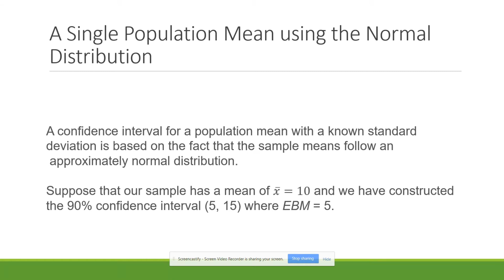So let's think about it this way. A population mean using normal distribution. A confidence interval for a population mean with a known standard deviation is based on the fact that the sample means follow an approximate normal distribution. Suppose that our sample has a sample mean of 10, and we've constructed a 90% confidence interval, 5 to 15, where the error bound margin equals 5.